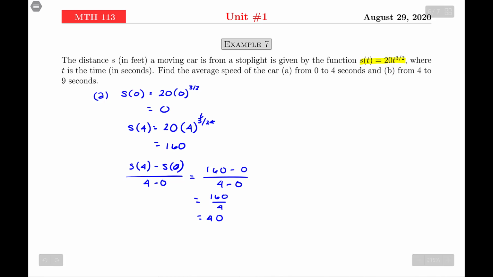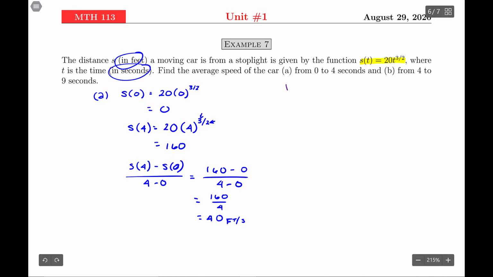So the average speed of this car from 0 to 4 seconds is 40 feet per second, because our distance is given in feet and our time is in seconds. So it's 40 feet per second.